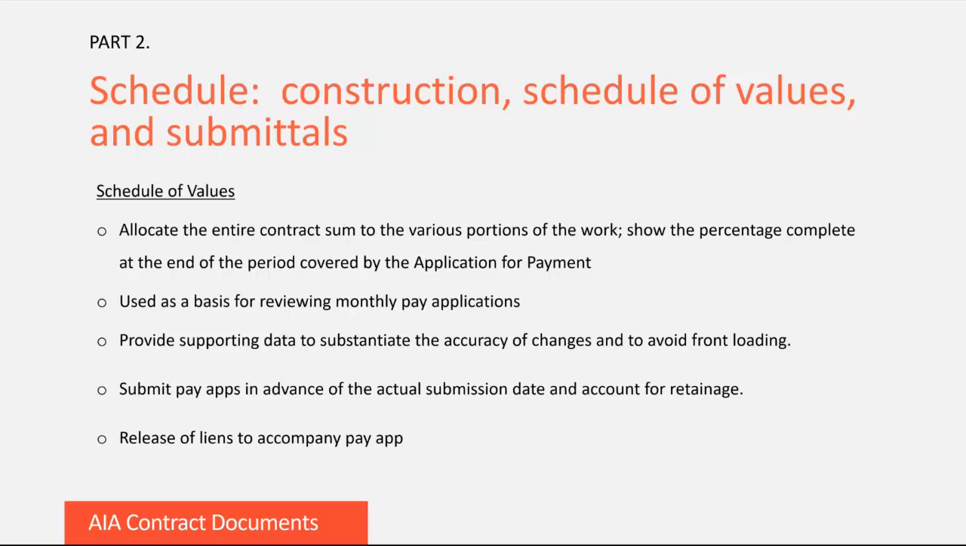A release of liens form is the contractor's certification that it has paid all employees, subs, suppliers, and any others who performed work or provided equipment and materials during the pay-app period. This way, they cannot place a lien, a security interest, or claim against you, the owner, or the owner's lender for unpaid amounts.